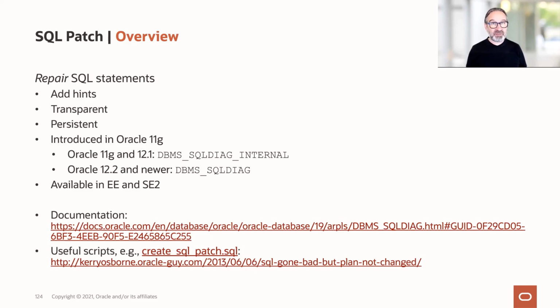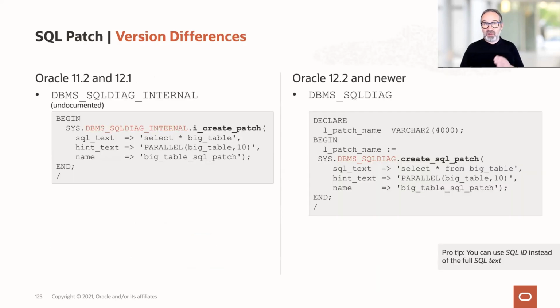So this is fully transparent, no application change required if you use SQL Patch. It's persistent, so it stays in the database, and if you want to transport a SQL patch from A to B, you do this with a script. It got introduced in 11g and made publicly available and documented as well in 12.2. So I won't focus on the left side because this is the 11.2 and 12.1 code with an internal package. But on the right side, DBMS_SQLDIAG, this is the package we are using here.